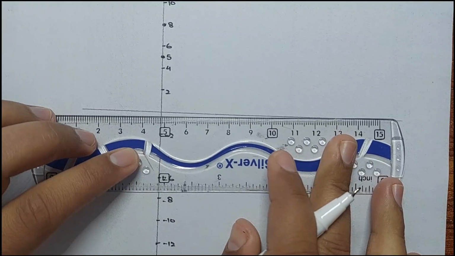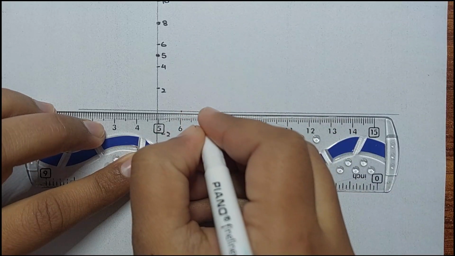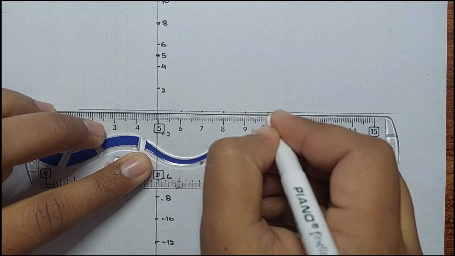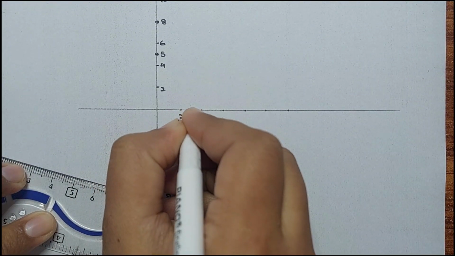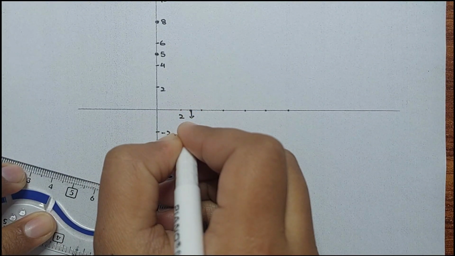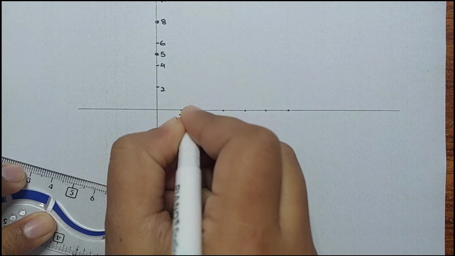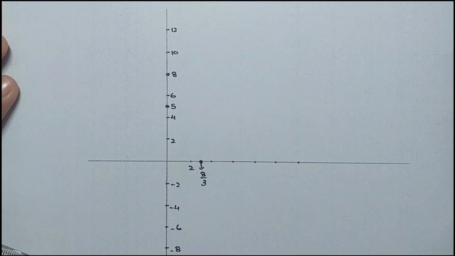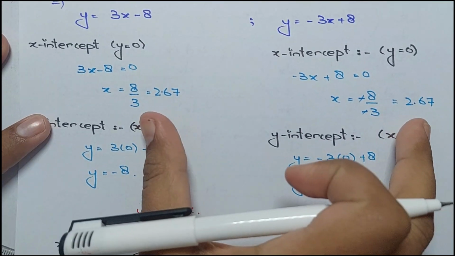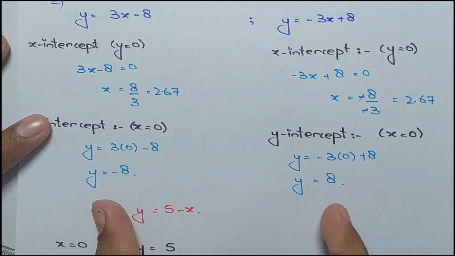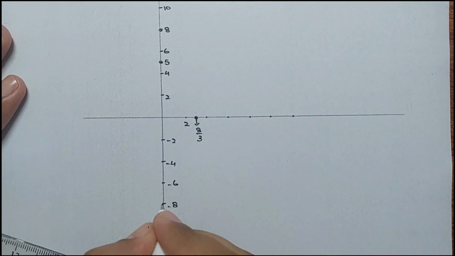Same for the x. Same scale we have to use for the x values, right? 2, 4, 6, 8, 10, 12. So if this is 2, then this point would be 2.67, right? 8 over 3. This is your x-intercept for the absolute function. You can see the x-intercept is same, 8 over 3 or 2.67. The y-intercepts are 8 and minus 8. Okay, this is minus 8.